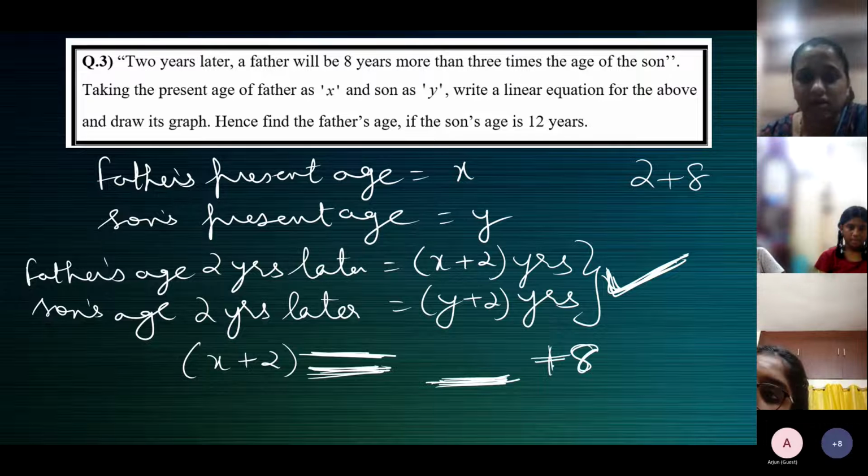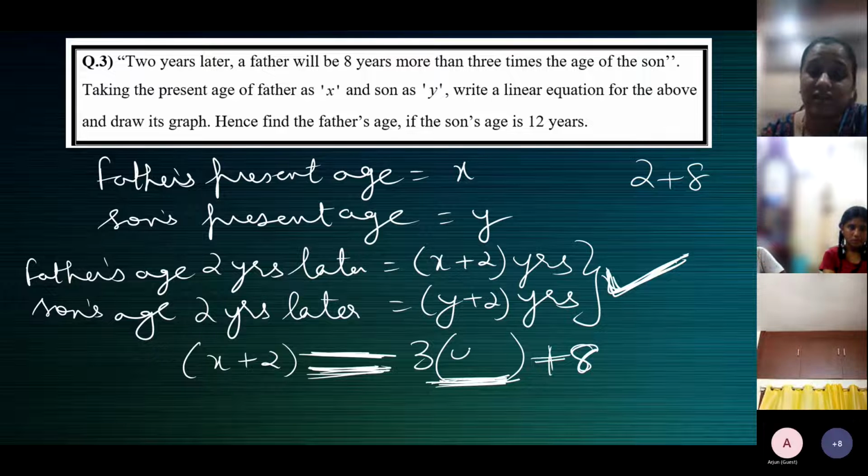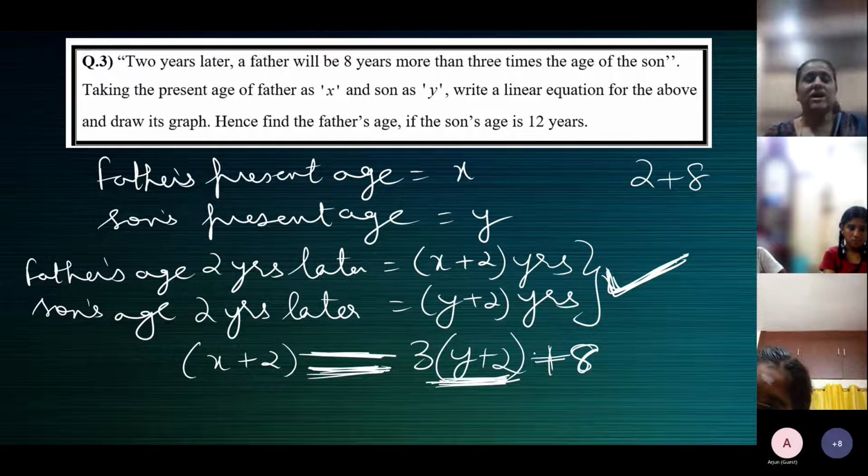Similarly, 8 more than what? 8 more than 3 times the age of the son. 3 times meaning 3 into. Into what? 3 times what? The age of the son. What's the age of the son after 2 years? Y plus 2. See, as we read, we construct the equation. Everything is there in words.